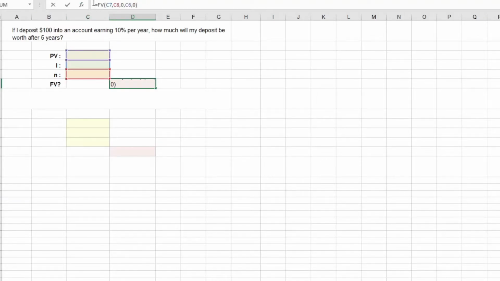All right, so you're going to type in =FV and open parenthesis. The C7 is going to be the interest. That's the first thing you enter. And the C8 is going to be the number of years. And you're going to go ahead and enter a 0 and do another comma. And you're going to grab C6 here, which is going to be the present value.